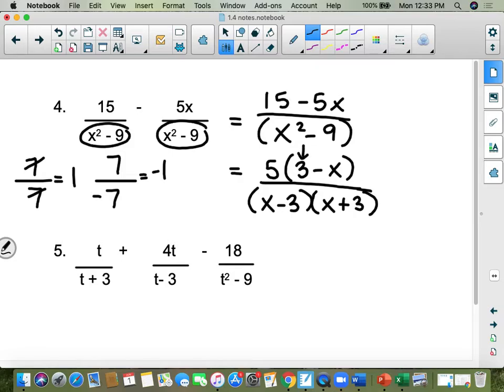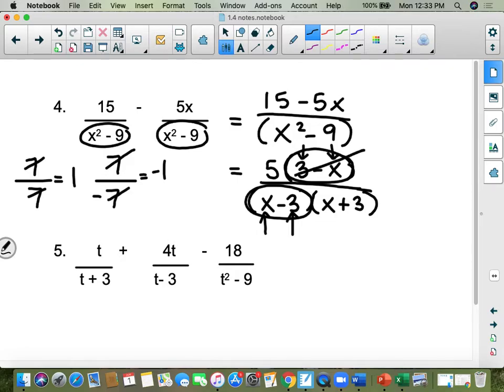This right here is a positive 3. This down here is a negative 3. This up here is a negative x. This down here is a positive x. Aren't these two expressions opposites? What happens if you want to cancel out opposites?